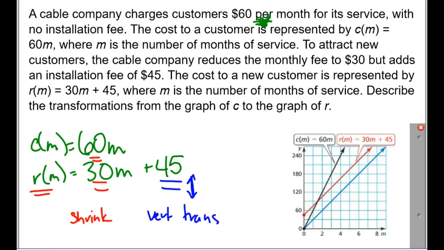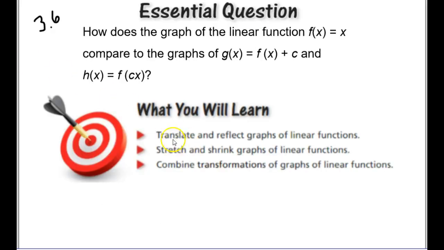Okay, so now we've walked through everything, so let's double check on our learning targets. The first thing we did was we translated and reflected graphs of linear functions. Then we looked at our stretch and shrink, and this value was our A value. Then we combined our transformations. When we combine those transformations, remember we always want to go our H value first. Then we want to do our stretch or shrink. Then if we have any negatives for reflections, and then we're going to deal with our K value.